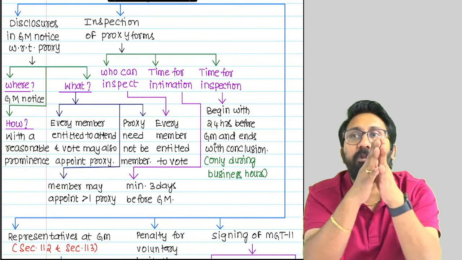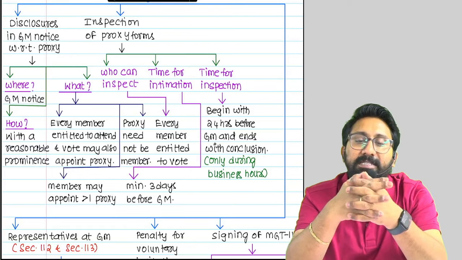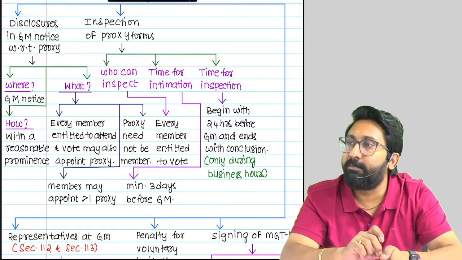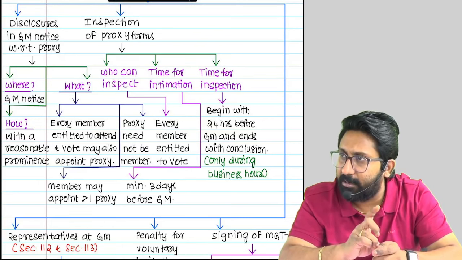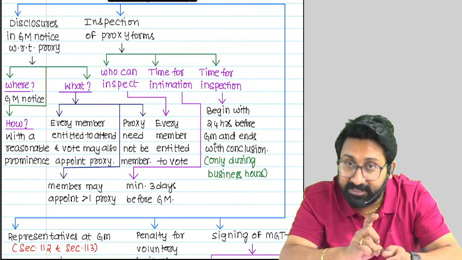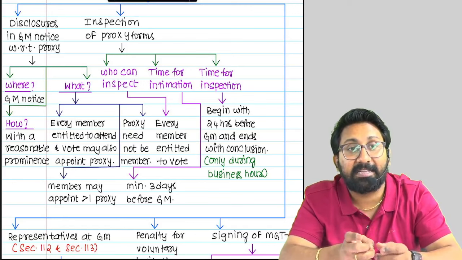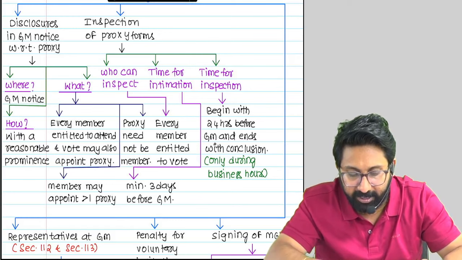How many hours before you need to deliver the proxy form? Not less than? Can I say more than 48 hours before? Yes. And if the articles provide like that? Even if articles provide for more than 48 hours, it shall be treated as if 48 hours is provided in the articles. Understood the point clearly?